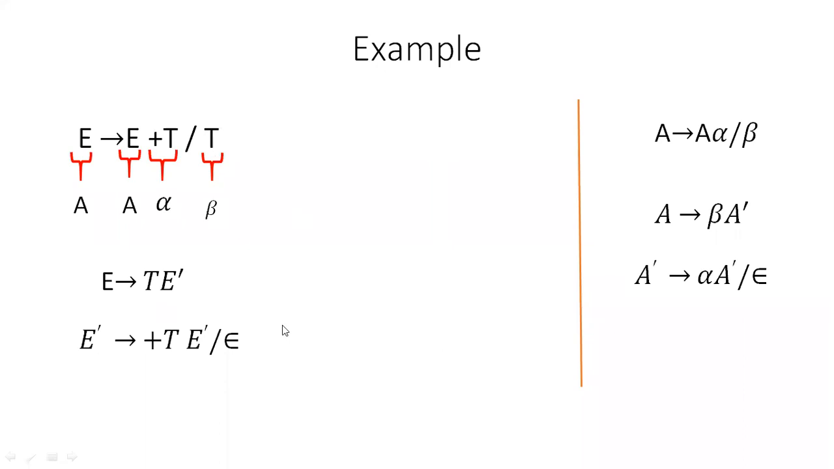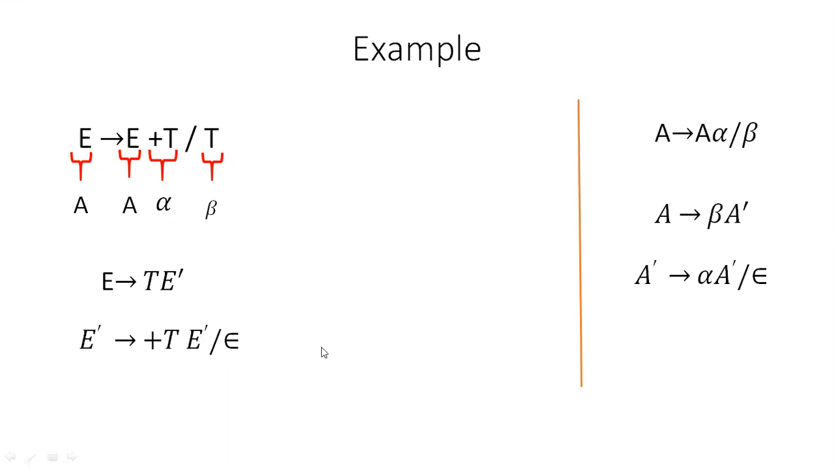Now how am I modifying the rule to eliminate the left recursion? A tends to beta A dash. What is beta? T. A dash is E dash. That means E tends to T E dash. And this E dash is a new variable here. Now we need to define the rule for this E dash, which is alpha A dash or epsilon. What is alpha here? Plus T. What is A here? E. So plus T E dash or epsilon.